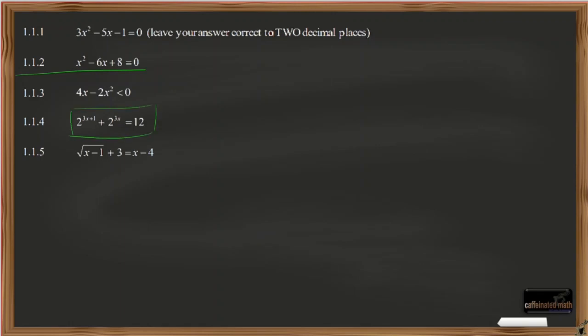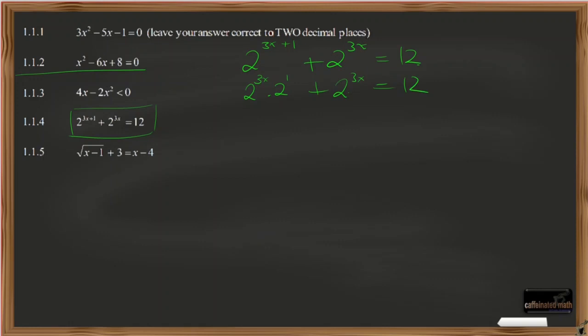Now we have something a bit more exponential in nature. So that's 2 to the power 3x plus 1 plus 2 to the power 3x being equal to 12. Or we can reverse our first exponential law by rewriting this as 2 to the power 3x multiplied by 2 to the power 1, of course. We have 2 to the power 3x, so equal to 12. Let's just see where this goes first.